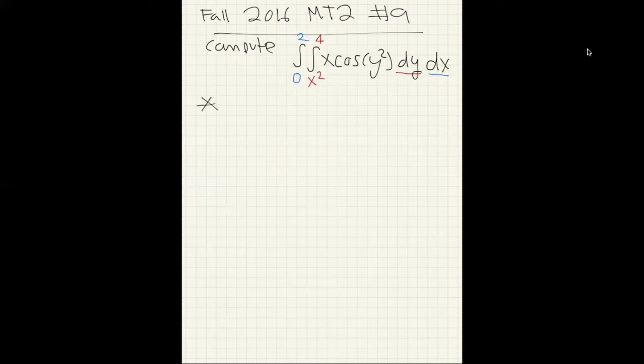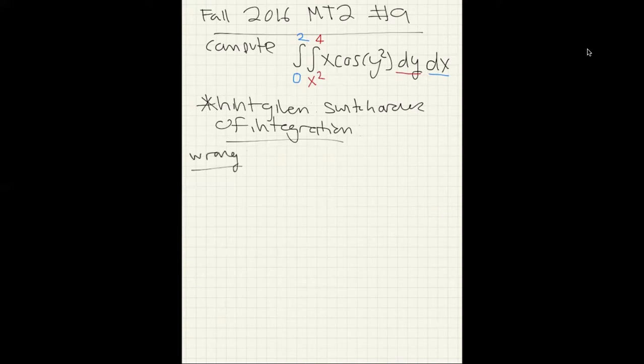So the hint given is to switch the order of integration. Let me just tell you something that's going to be wrong. If you merely flip everything without thinking twice, x squared to 4, 0 to 2, same function on the inside, and I flip my x and y so I'm doing dx first and then dy, this is wrong. This is incorrect.